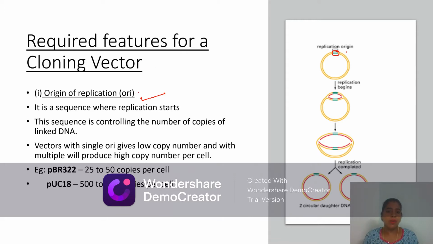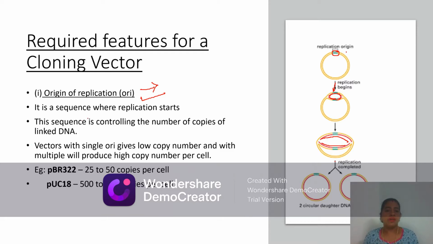So origin means origin of replication. Whichever vector has this particular origin, there the replication begins. You can see this picture here. This gene will make a bubble-like structure, and through that bubble it will multiply, bifurcating into two. Replication happens, and you will get two copies of your foreign DNA along with the vector. Understand? So origin is a must feature for your cloning vector.